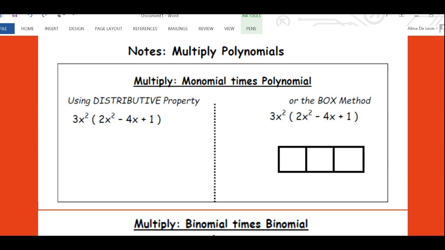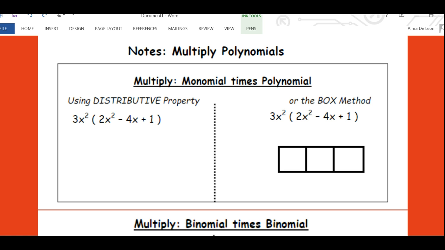Okay, today we're going to be taking notes on multiplying polynomials. And we are going to multiply a monomial times several polynomials. In our first example, we're going to use the distributive property to multiply a monomial, 3x squared.